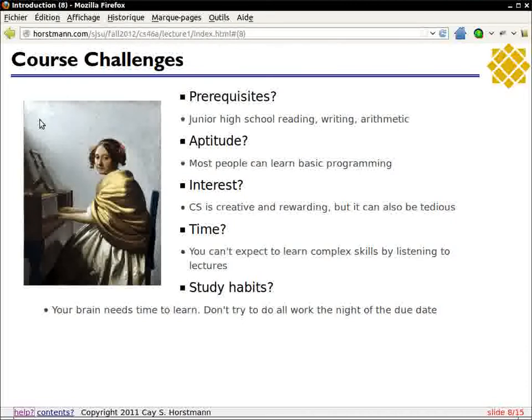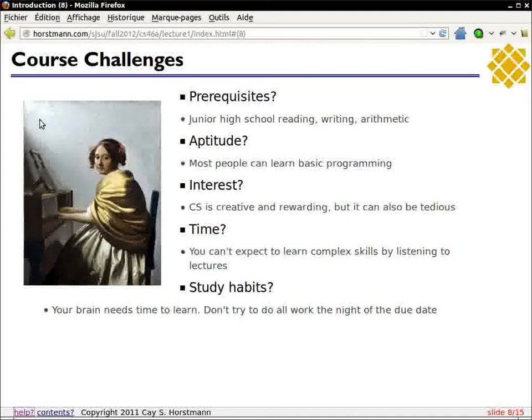In psychology, I have nothing against psychology, but I am told that most people study for an exam the night before the exam, cram all the information into their head, reproduce it during the exam, and then they release the information again from their brain. And that's not a winning strategy in computer science, because your brain needs time to learn these more complex things. It's not just facts. It's strategies and practices, and it takes some time to learn it.